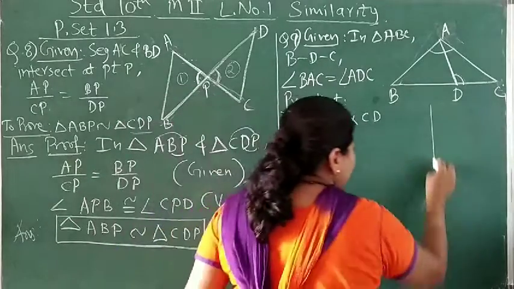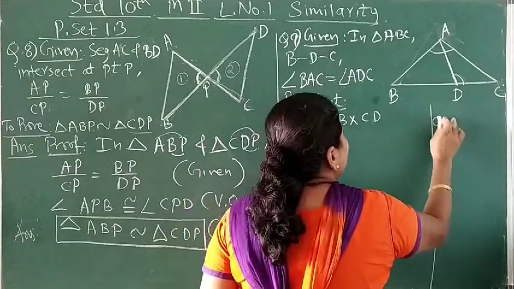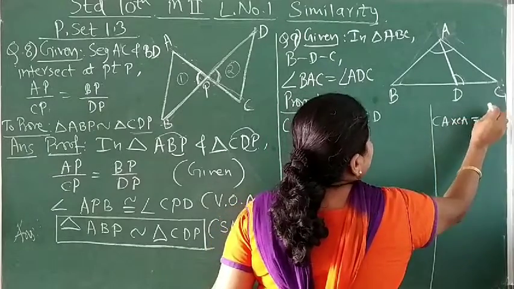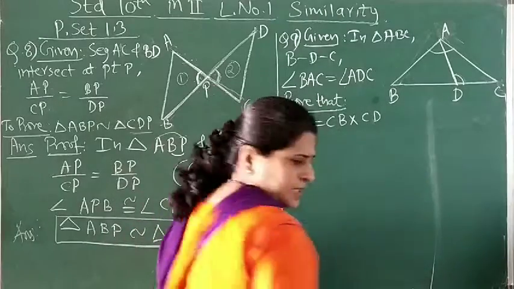Okay. So here let's do some rough work. CA square means what? CA into CA. We have to prove it as... let me take a little bit more space for this rough work, then we can rub this part.